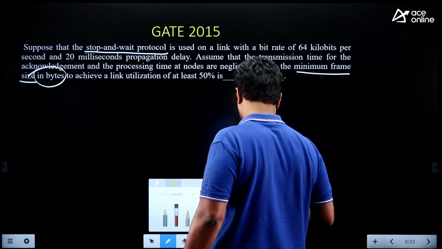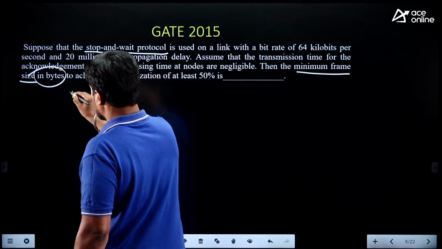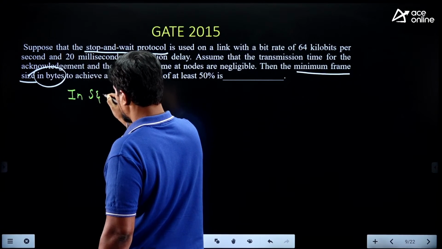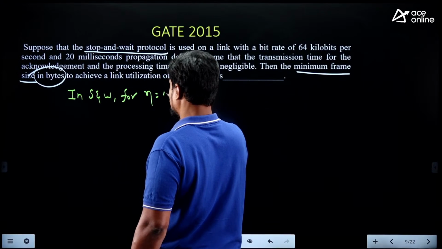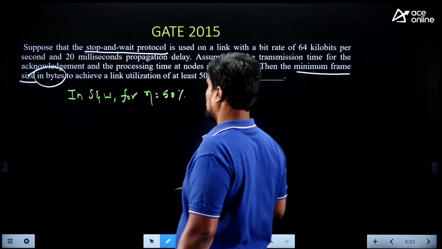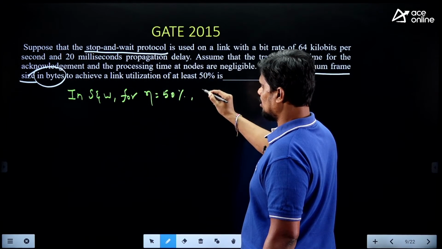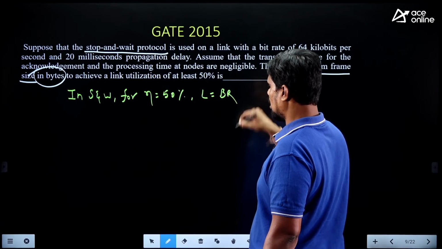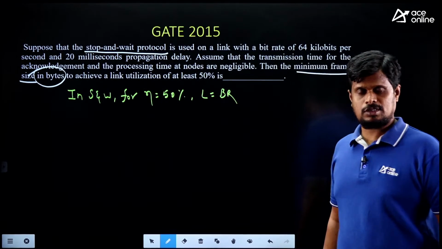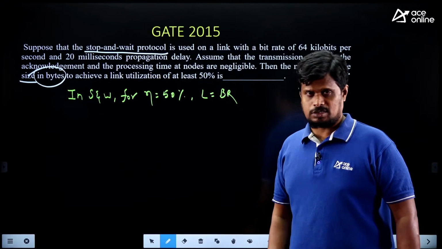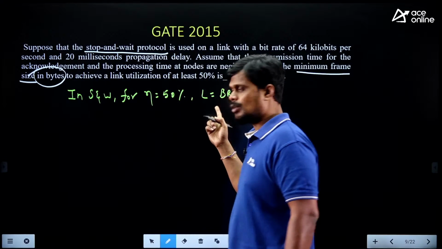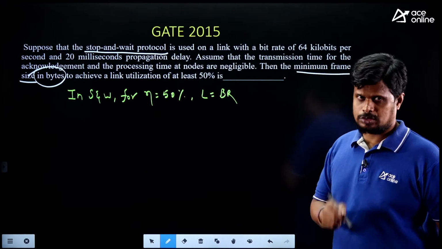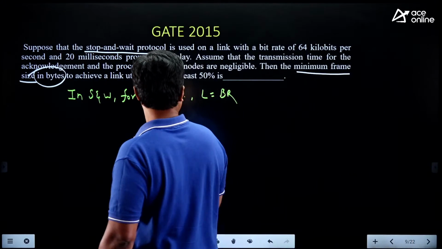In stop and wait, if you recall, for efficiency of 50%, we have a condition that is L is equals to B into R. So how we are getting this condition, that is also we discussed in our classes, right? Now, this is the core point to answer this particular question. So anyway, let's collect the data here.